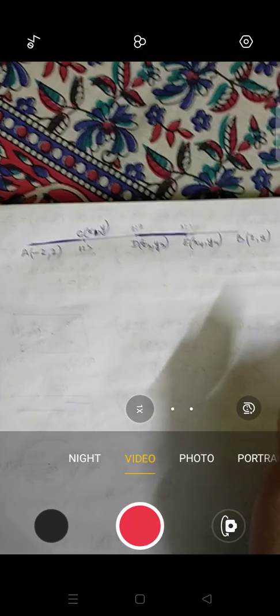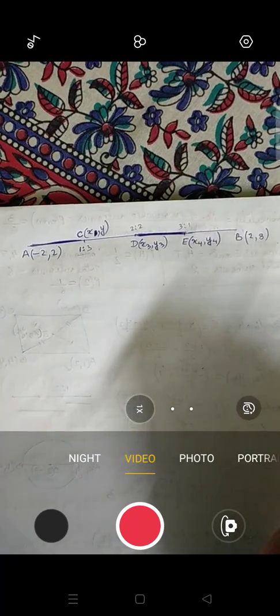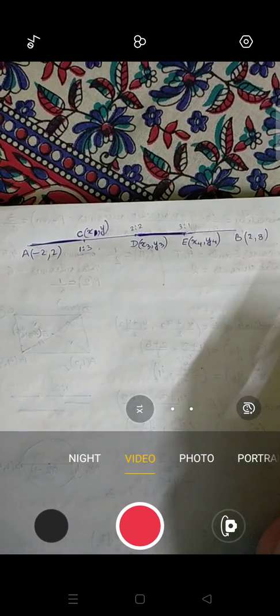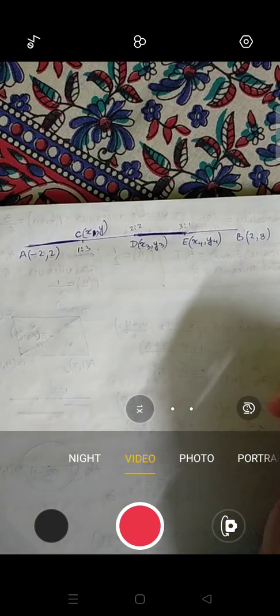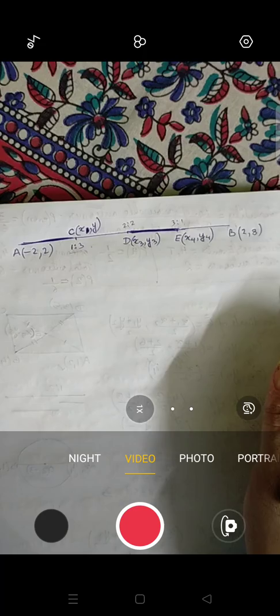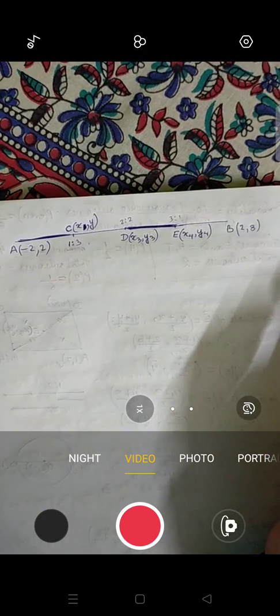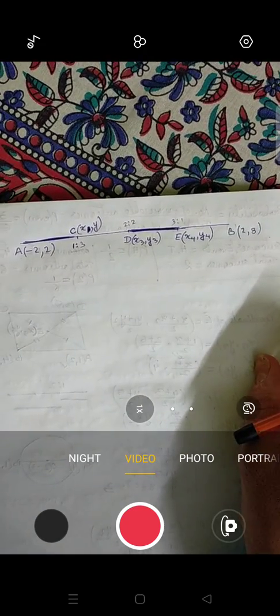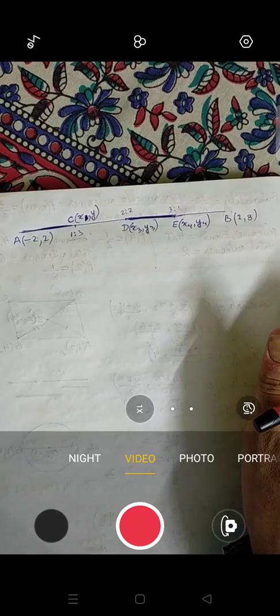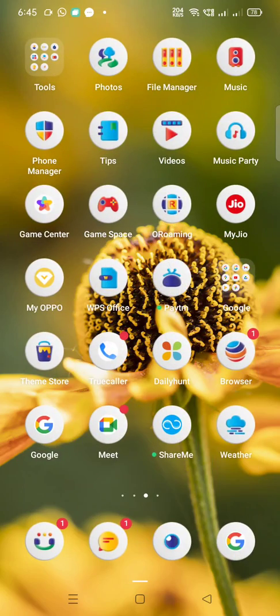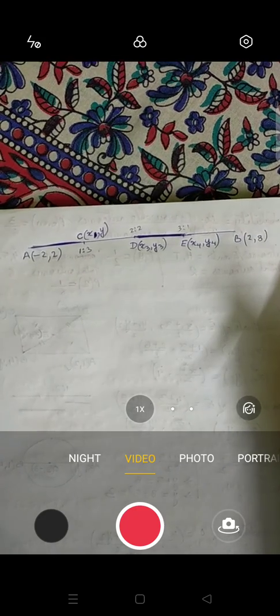But there is another way. Other than this method, there is another way which is very easy to find your answer. Without wasting your time, you can find your answer by using the midpoint formula.